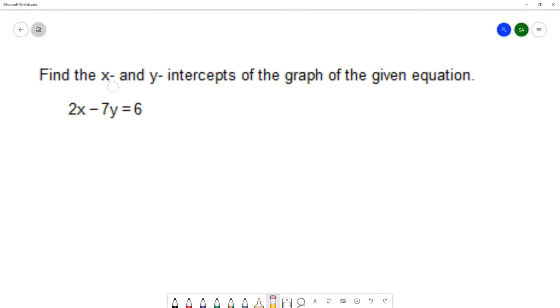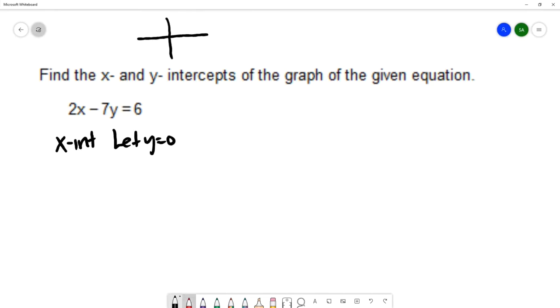Find the x and y-intercepts of the graph of the given equation. The equation is 2x minus 7y equals 6. Let's start by finding the x-intercept. You can find an x-intercept by letting y equal 0. That's because an x-intercept is where the graph crosses or touches the x-axis.